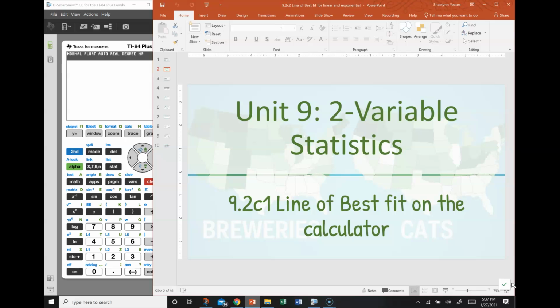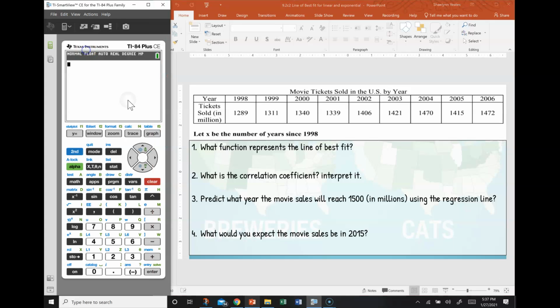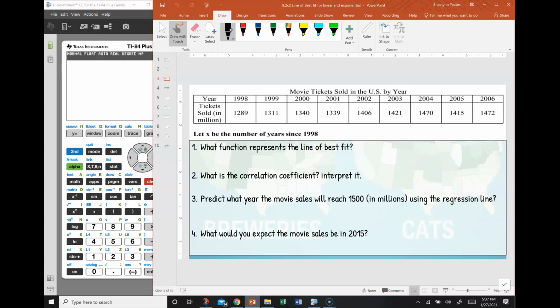Okay, that's our goals. So here, Unit 9 has its two variable statistics, line of best fit with linear and exponential. So first off, we're going to use this to find the line of best fit. So let X be the year since 1998. So that would mean this is year 0. This is year 1. This is year 2, year 3, 4, 5, 6, 7, 8.